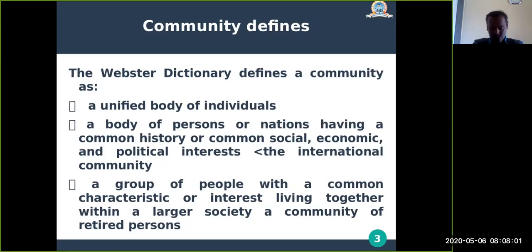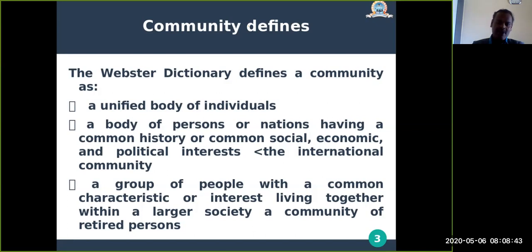Before going to the topics, we need to understand what community is. This is the basic thing. According to Webster Dictionary, community means a unified body of individuals. A unified body of individuals may be blood relatives living in particular geographical locations, though not necessarily blood relatives. You can say people who are living within a particular geographical boundary.